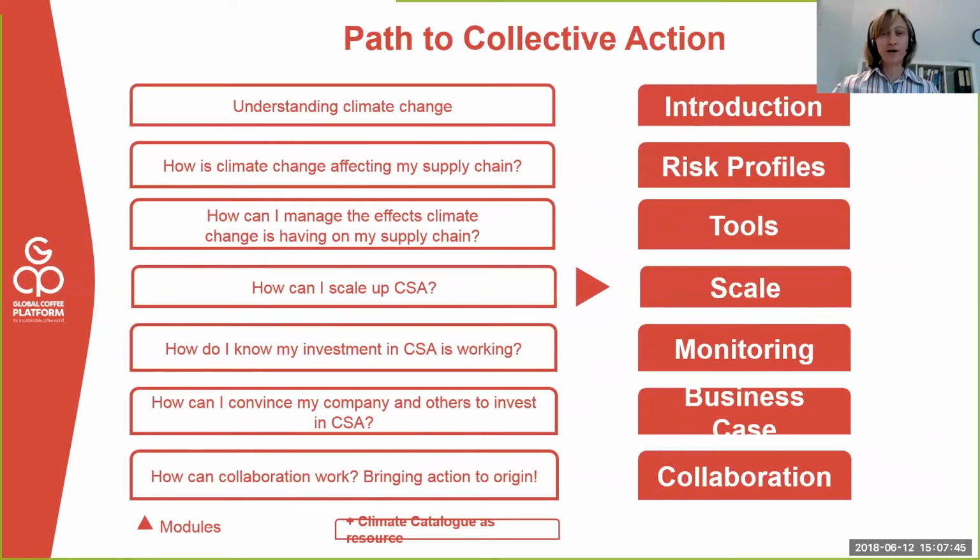So looking quickly at the path of this learning series, last week we covered understanding climate change. It was an introduction to terminology. Today, we're going to focus on risk profiles, how climate change is affecting the supply chain. We then go further in the sequence, showing which tools are already available and have been tested. Then, how can CSA be scaled? And then, of course, you also would like to monitor it. Moving on, the last two modules cover the business case, and also how collaboration works and with whom to collaborate. Next, please.